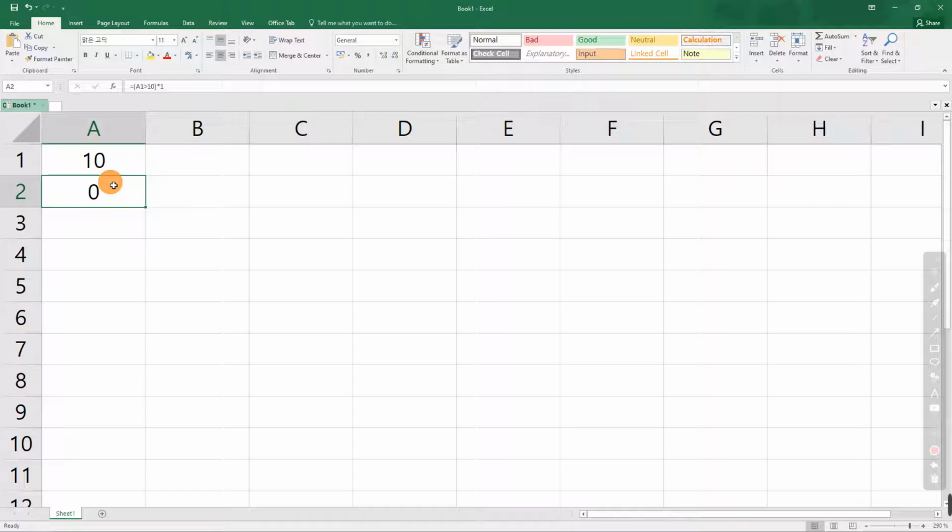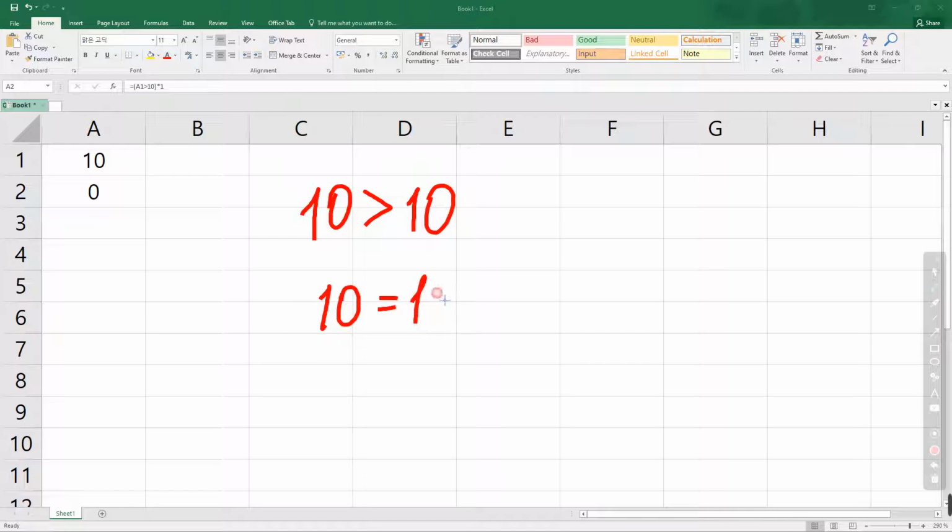So what does 0 mean? Let's check it out. Now I'm comparing A1 with 10. A1 is equal to 10, right? So I want to check the following logical expression: 10 is greater than 10. To understand what kind of expression it is, true or false, we need to write it in this way. 10 is equal to 10, right? So it's true, right?